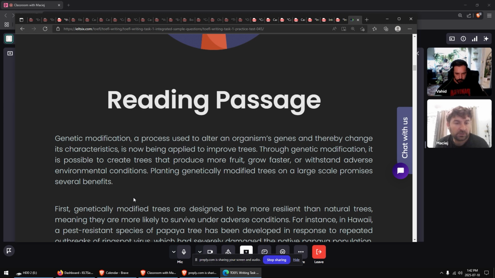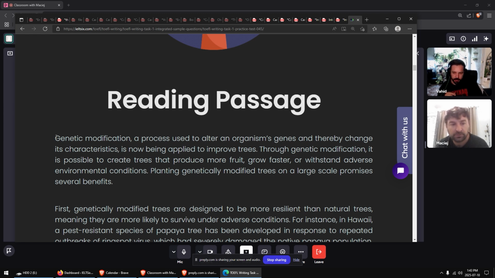Genetic modification, a process used to alter an organism's genes and thereby, as a result, change its characteristics, is now being applied in improved trees. Through genetic modification, it is possible to create trees that produce more fruit, grow faster, and withstand adverse environmental conditions. Planting genetically modified trees on a large scale promises several benefits.